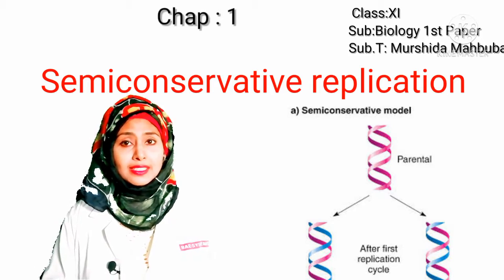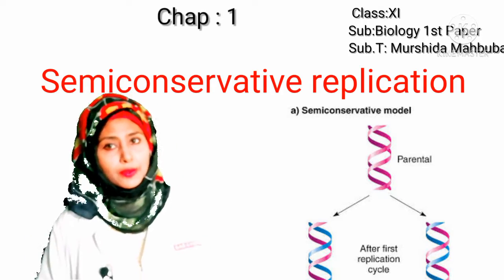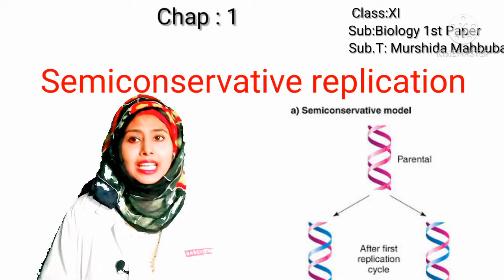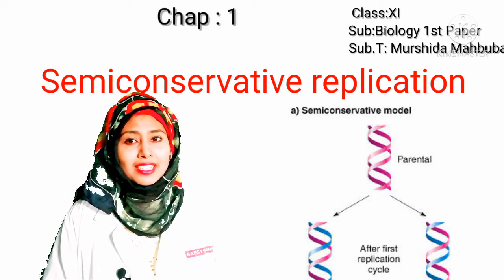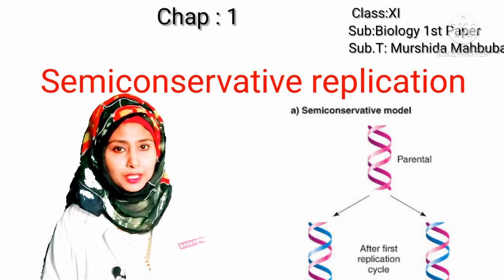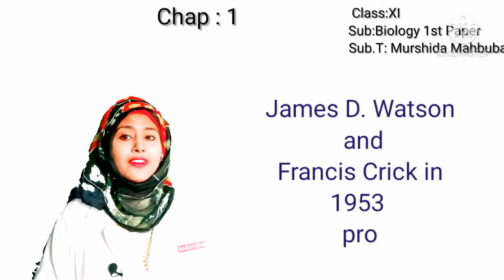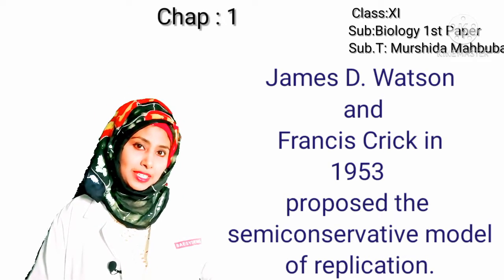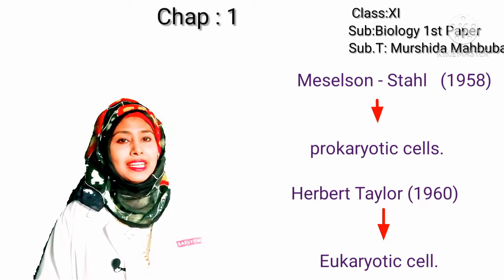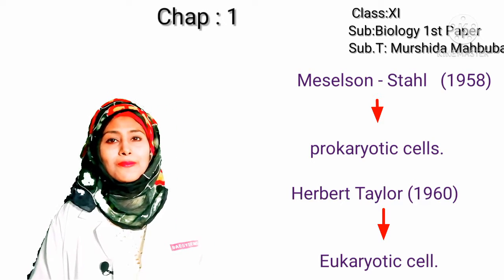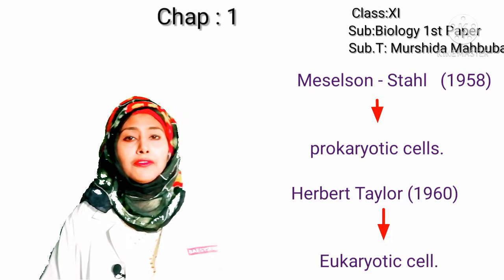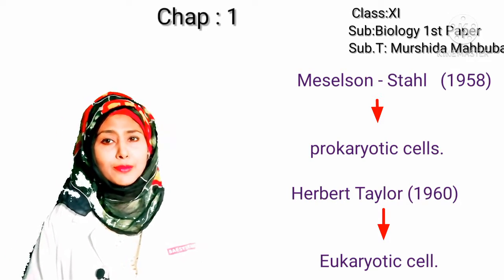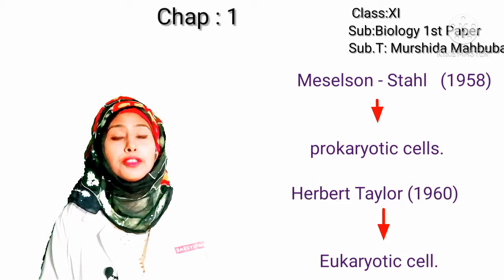So, the process by which two copies of DNA molecule are produced where each copy contains one original strand and one newly synthesized strand is called semi-conservative replication. James D. Watson and Francis Crick in 1953 proposed the semi-conservative model of replication. Meselson and Stahl in 1958 proved semi-conservative replication of prokaryotic cells, and Howard Taylor in 1960 proved semi-conservative replication of eukaryotic cells.